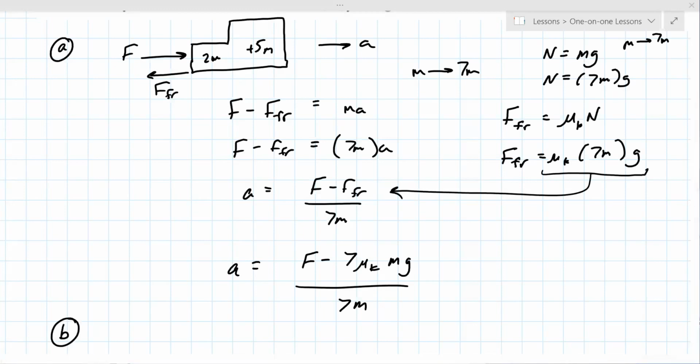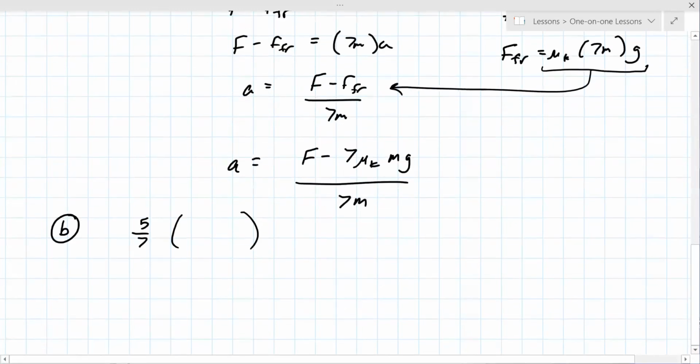Part B says the force causing acceleration of the more massive box. So without doing the physics, it's going to be 5/7 of something, because that's its mass. And that's where it's 5/7 of something, just like before. Before it was just F, but what's the difference now in this problem? It's not F anymore, it's the force of friction.